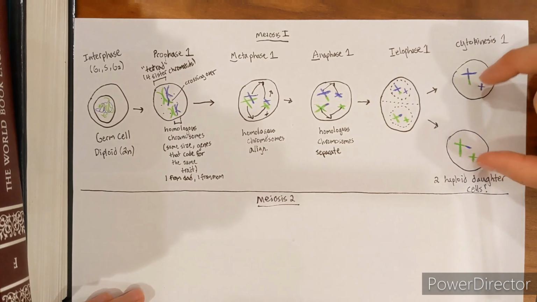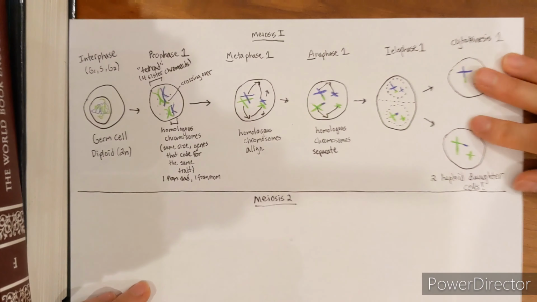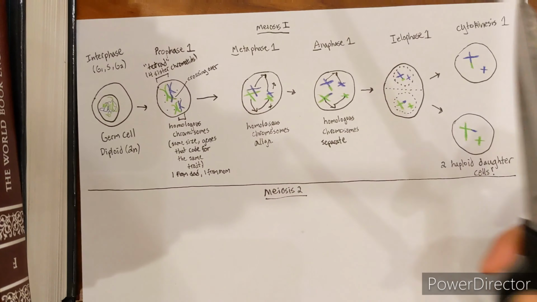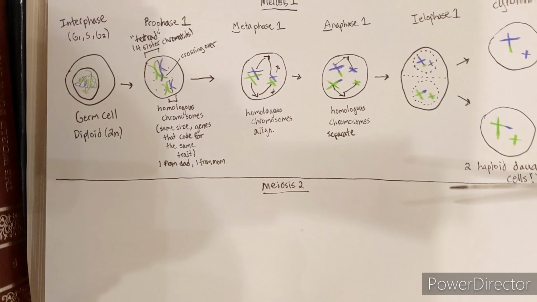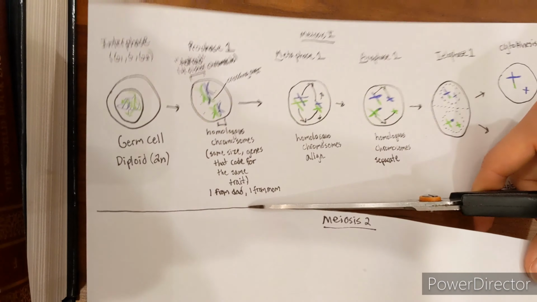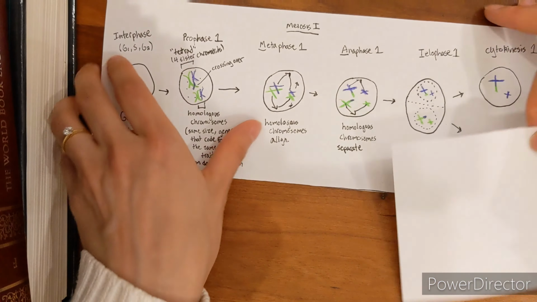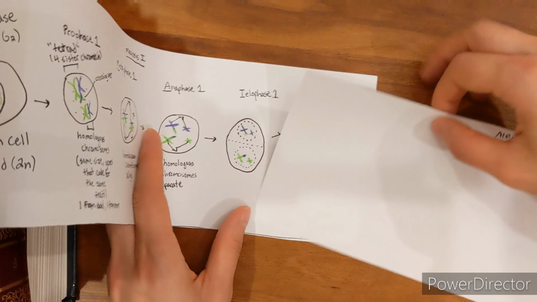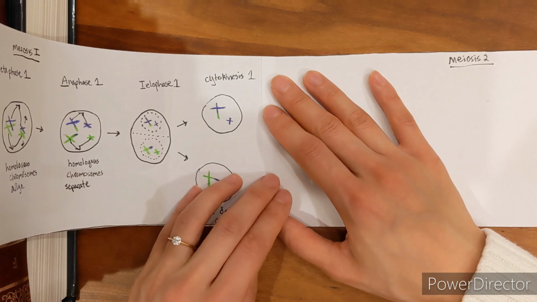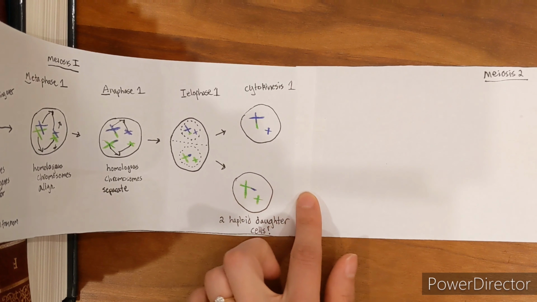In meiosis 2, I'm going to be talking about these two daughter cells. So at this point, I'm actually going to cut this apart for myself, tape it on here, and continue the story. Meiosis 1 has happened. Meiosis 2 shall now happen. Let me go find some tape. Let us continue the story.